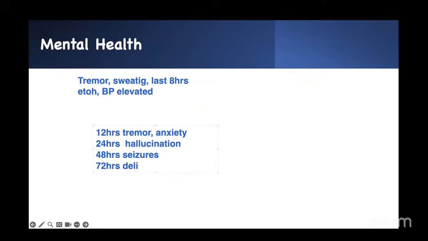This is the easy way to remember this. So when they give you a question, you know what to do. This is an easy way for me to remember that: 12, 24, 48, and this. That's the way. What is going to happen to these patients? So anybody who drinks alcohol and they stop drinking, as the time goes by, this is what is going to happen to them.